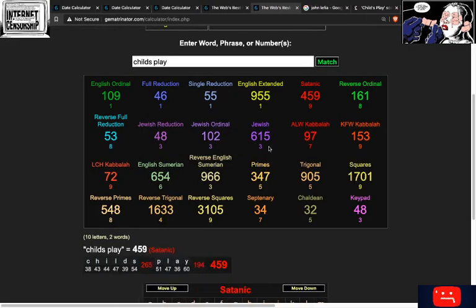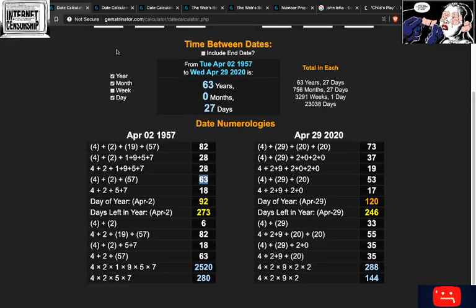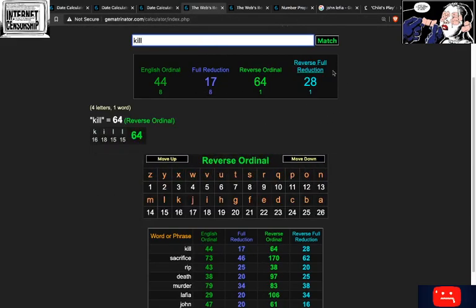Do you believe it? 97 is the 25th prime. 153 is the 17th triangular number. And, you know, April 29th, 2020: 4 plus 2 plus 9 plus 2 plus 0, 17. Also, just using the four base ciphers, kill is 17. You got the 28 right there.